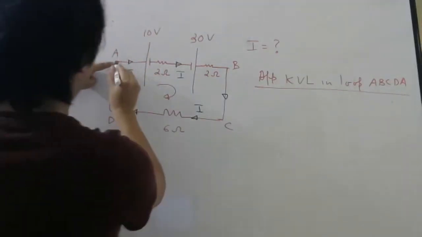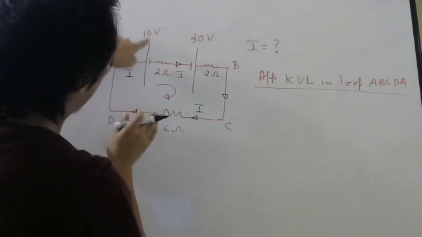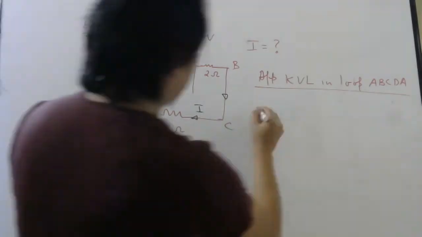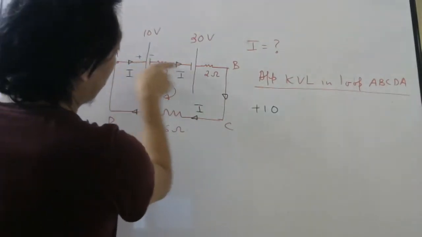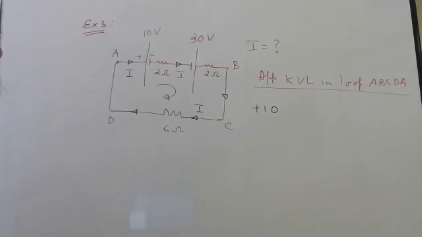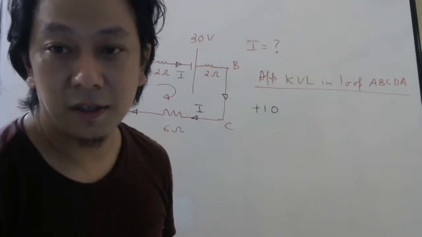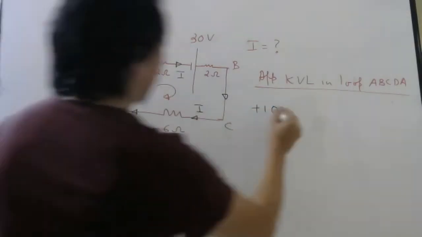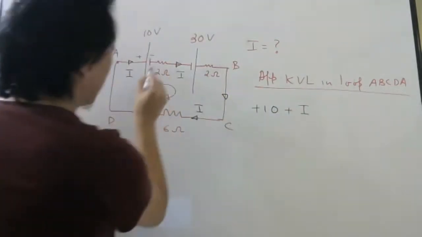So let us start from here. The first thing I see is battery. I am going from plus terminal to minus terminal. So it is drop. So plus 10. For this resistor, I am moving along the current. Along the current means positive or negative? If I move with the current, potential difference is positive. So here it is positive. So plus, what is the current? I into R. What is R for this? 2.